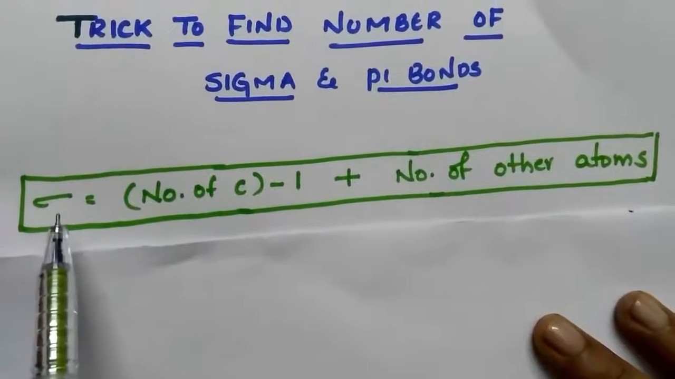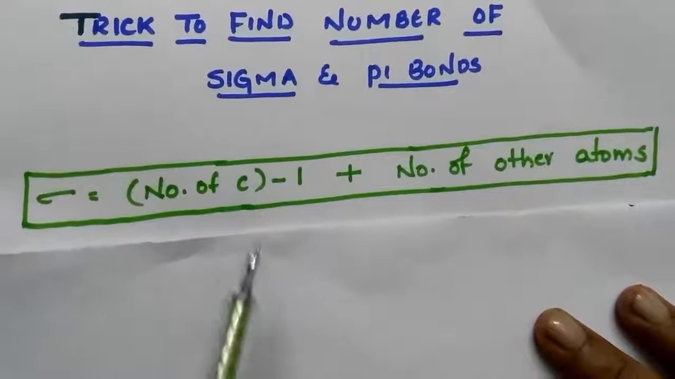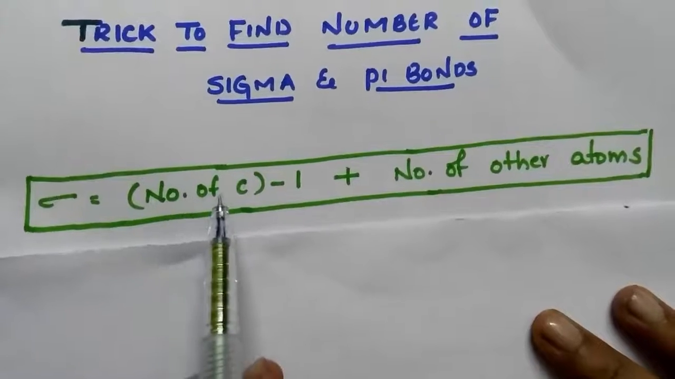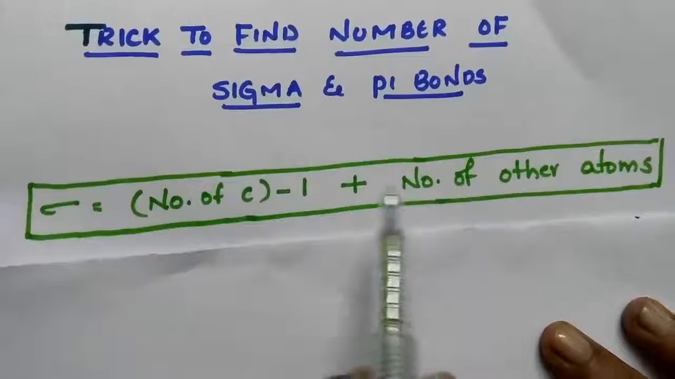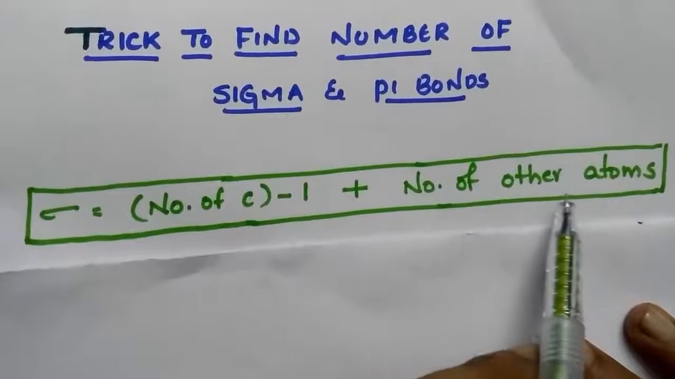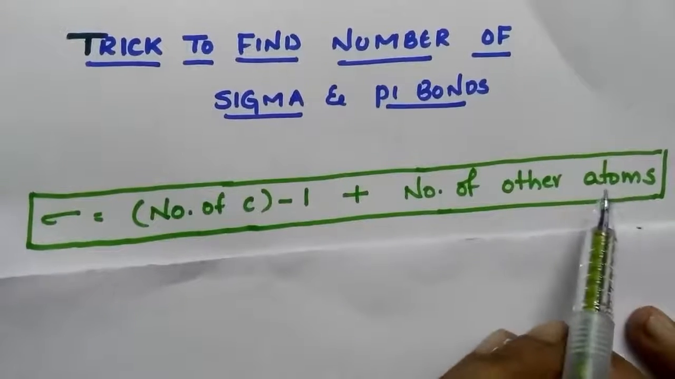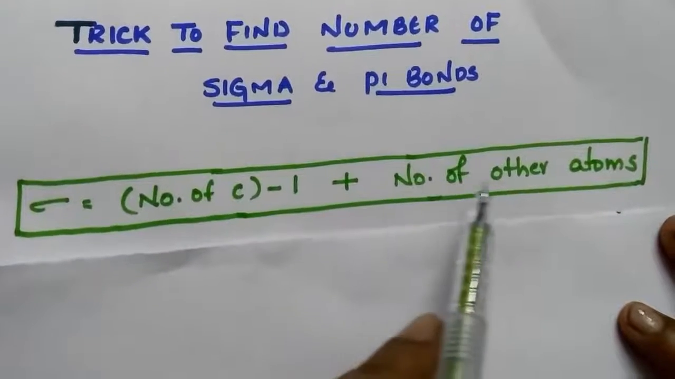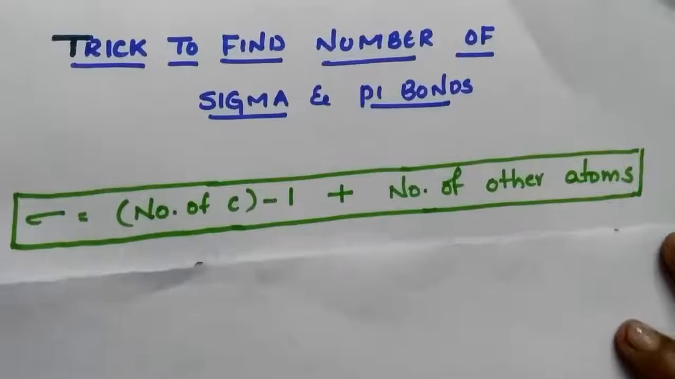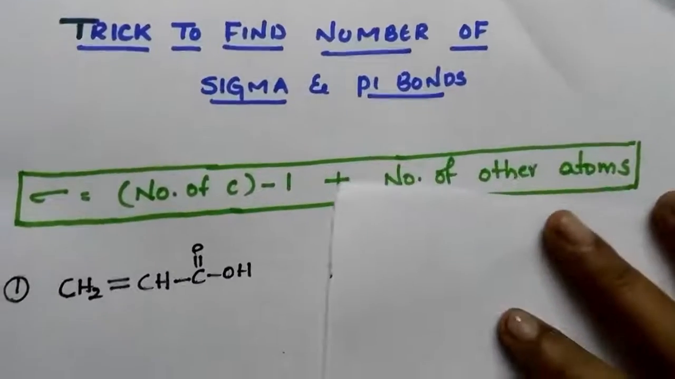In order to find the number of sigma bonds, the trick is just to calculate the number of carbons and subtract 1 from that. To that, add the total number of other atoms present in the molecule. Number of carbons minus 1 plus number of other atoms. Try this example.